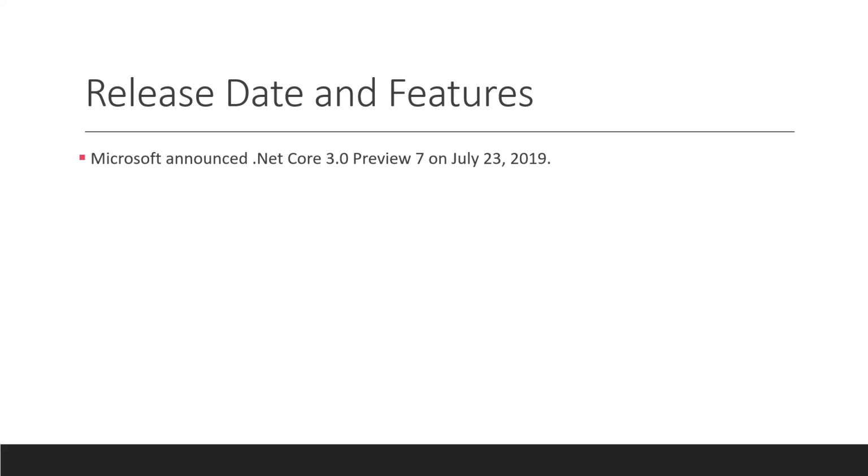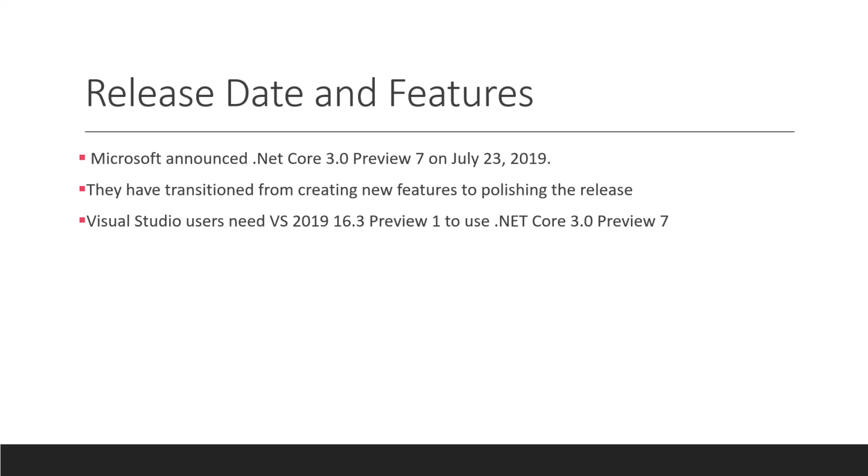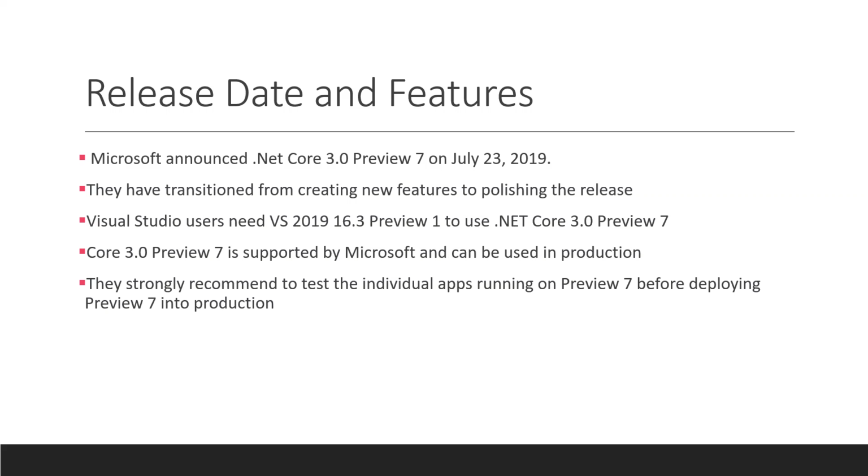Release date and features. Microsoft announced .NET Core 3.0 Preview 7 on July the 23rd, 2019. They have transitioned from creating new features to polishing the release. Visual Studio users need Visual Studio 2019 16.3 Preview 1 to use .NET Core 3.0 Preview 7. .NET Core 3 Preview 7 is supported by Microsoft and can be used in production. Microsoft strongly recommends testing the individual apps running on Preview 7 before deploying Preview 7 into production.